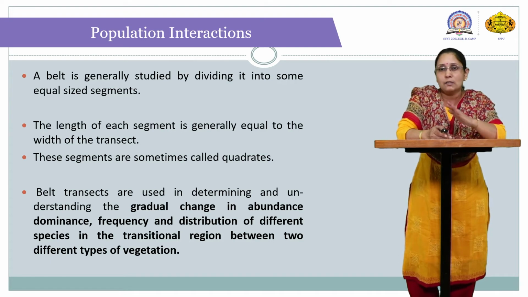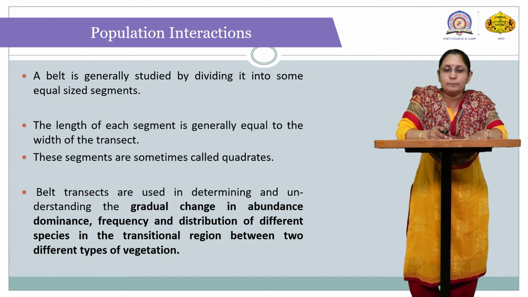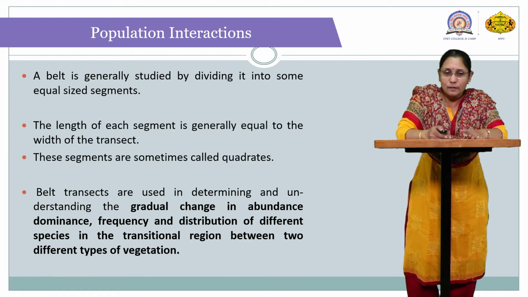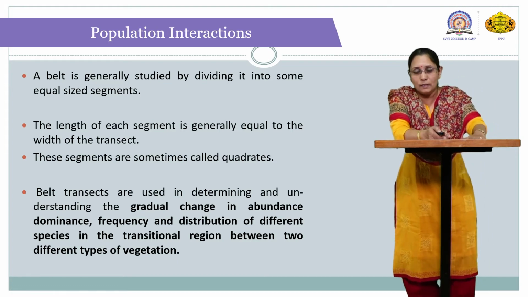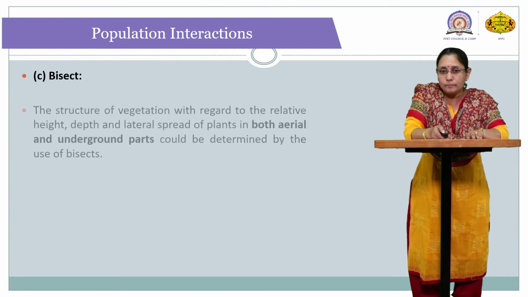So all these things can be easily analyzed with the help of this transect method. Here, basically, gradual change in abundance, then dominance, then frequency and distribution of different species in the transitional region between two different types of vegetation, which we call an ecotone, right? So these are the outcomes one can say here regarding the belt transect method.